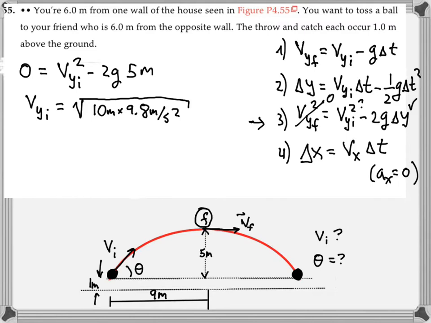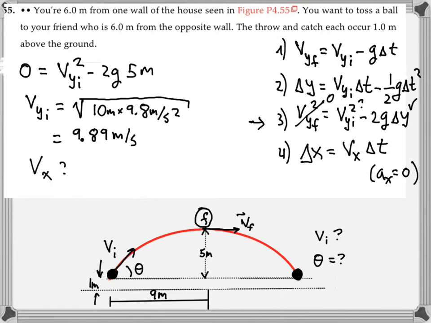So the y component of the initial velocity, of course, is related to the initial speed of the ball, which is what we're looking for. So we're halfway there. The numerical answer for that is 9.89 meters per second, the initial vertical component of the velocity.